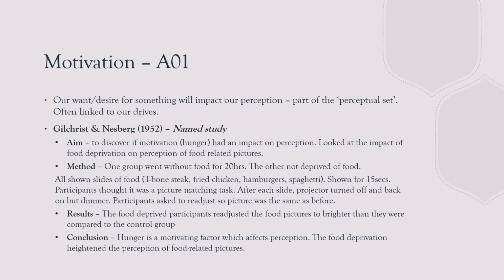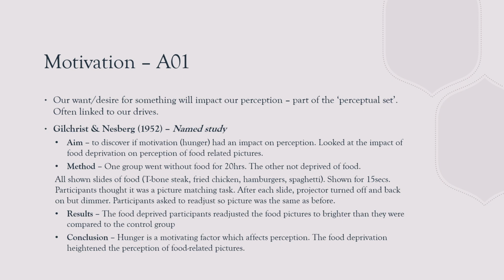So that thing was to be shown pictures of food, so shown a slideshow of food, and there were different foods. So there was T-bone steak, there was fried chicken, there was hamburgers, spaghetti. I'm drooling just talking about it. And they were shown these for 15 seconds. And then what happened was the screen was turned off. Now the participants were told that what they had to do is match the pictures, match the task. So they thought they were doing a picture matching task, because if they'd been told what the actual aim of the study was, or what they were actually doing, it might have impacted the result. So they were told that they were matching pictures.